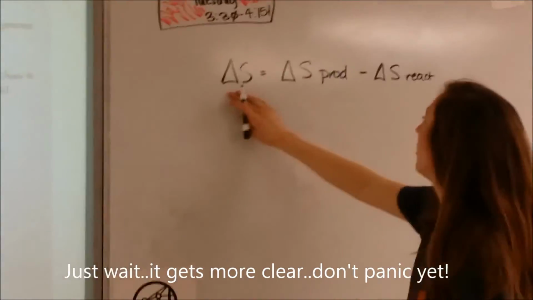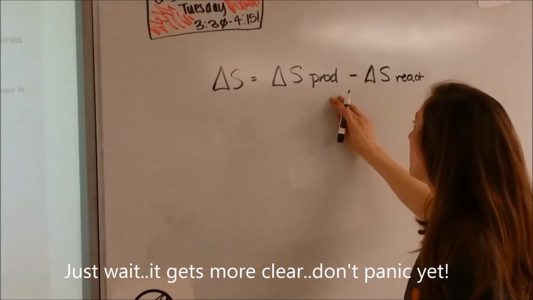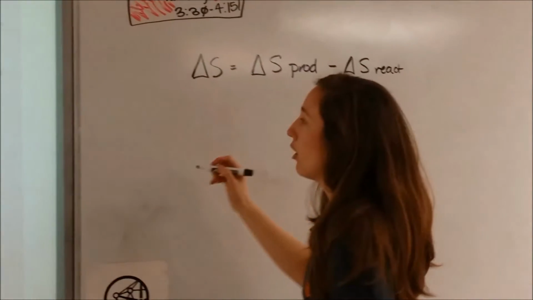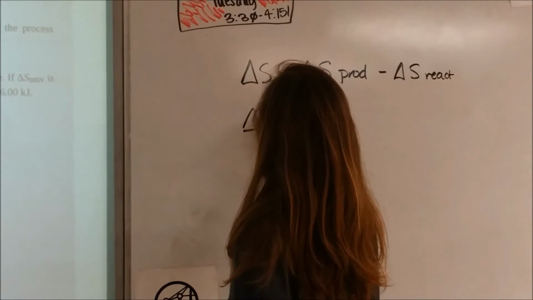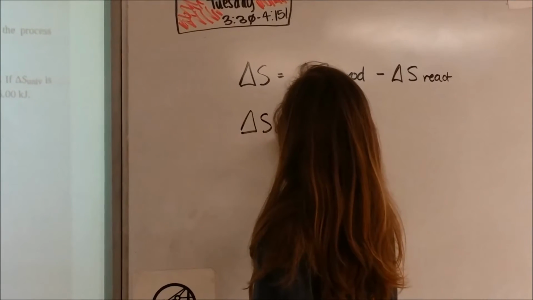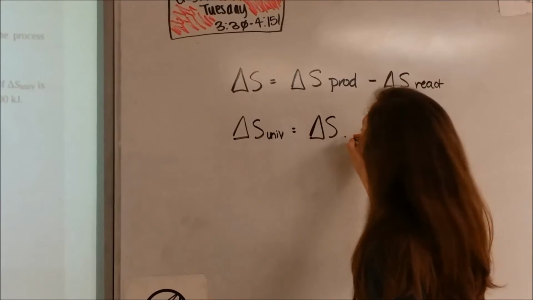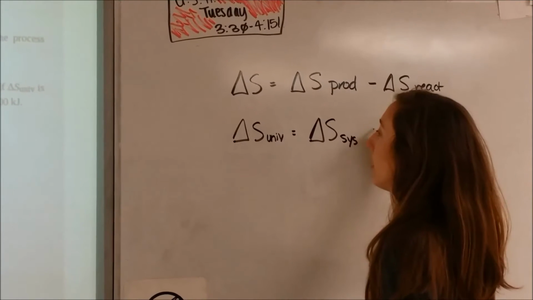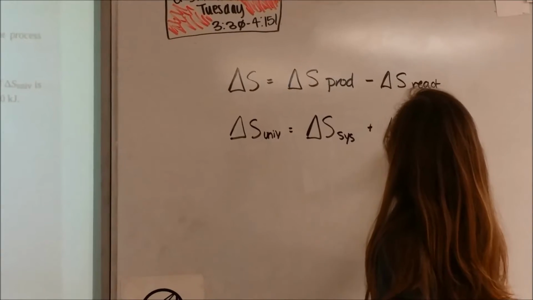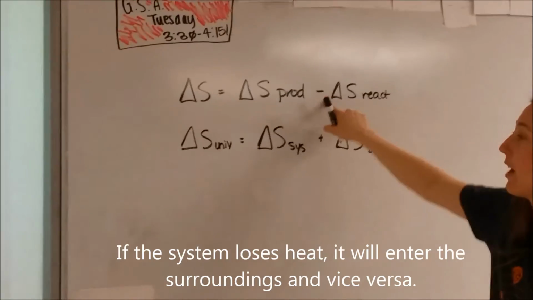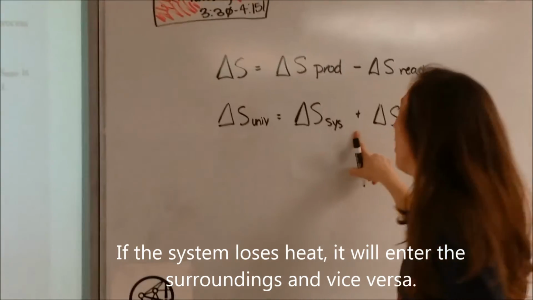So this was the equation we were using before for delta S. We had the entropy of the products subtract the entropy of the reactants. But this time we're changing it up to talk about the universe. So all of the entropy together, with the system along with the surroundings. So this time it is a sum, not a subtraction like the last time.